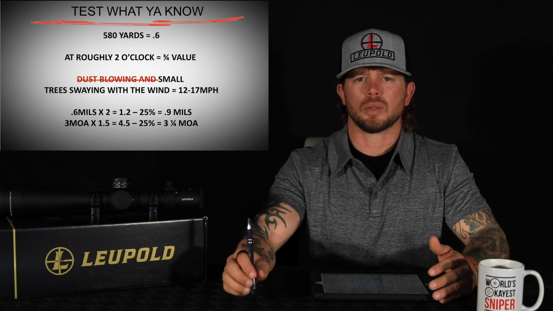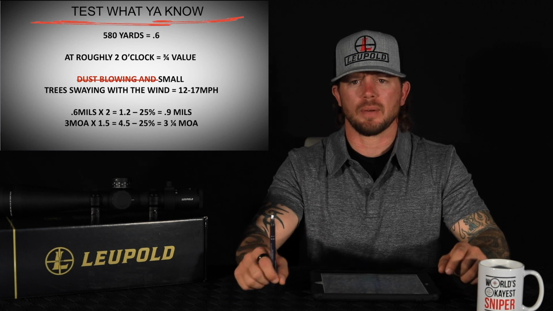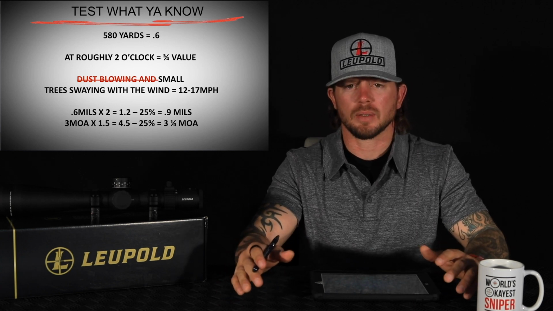On the minute side of the house, I started with 3 MOA, right? Half of 6, 3 MOA. 10 goes into 15, 1.5 times. That's my multiplier. So 3 times 1.5 gives me 4.5 minutes of angle.